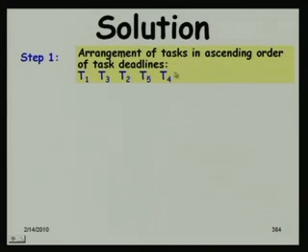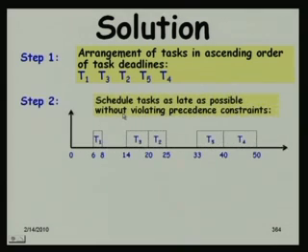So, first we arrange the tasks in ascending order of the deadlines. If we observe the task characteristics, we will see that T4 has a longer deadline than T5. So, this is the order that is worked out here. T1 and T2 have a shorter deadline than T3. So, T1, T3, T2, T5, T4, if we arrange them in terms of their task deadlines.